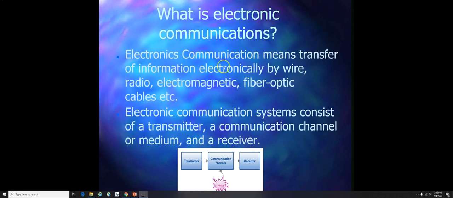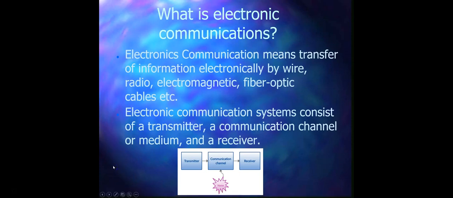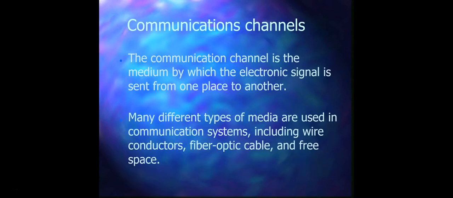Now, moving on to the next slide. Now we are going to learn about the communication channels. The communication channel is the medium by which the electronic signal is sent from one place to another. Many different types of media are used in communication systems, including wire conductors, fiber optic cables, and free space.